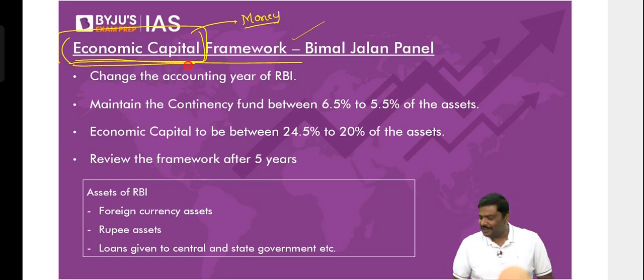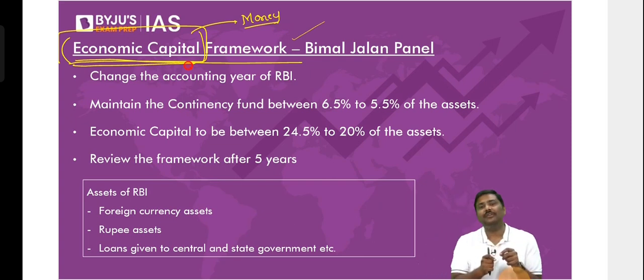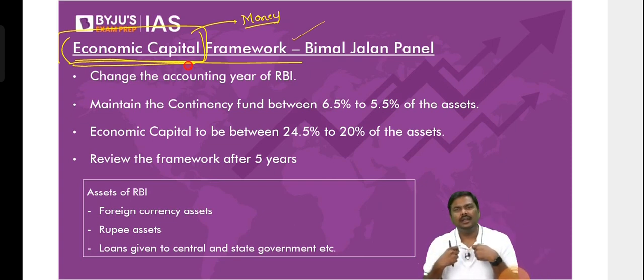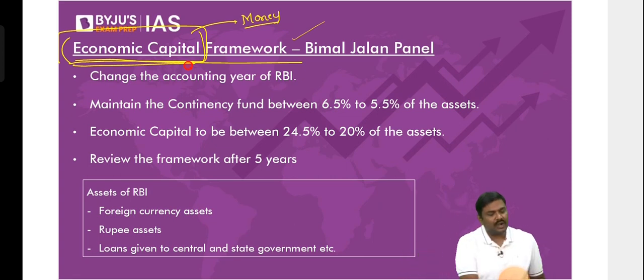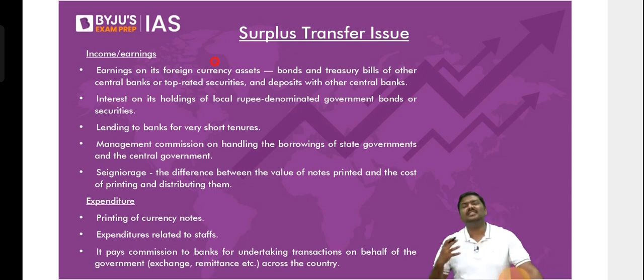Okay. So understand the logic here. There is this idea of the economic capital framework. What is this economic capital framework? It is basically how much money should be kept with RBI, how much money should be held by RBI because they are taking risk, because they are facing risk in the economy. And that money is called economic capital. Now, why is there a discussion about economic capital?